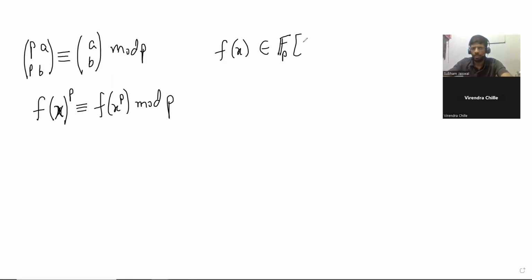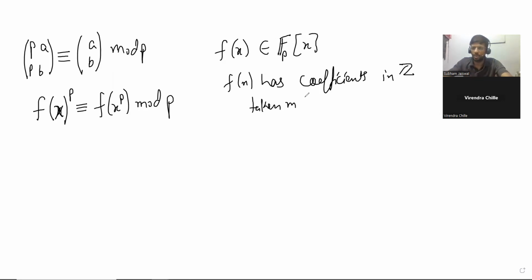This is just the notation I'm using. You do not have to think like this. You can just think that f(x) has coefficients in integers, but taken modulo p, meaning that addition and everything will happen modulo p. So basically the field operations on the coefficients are as done in F_p, and x is the variable. Then this is true.